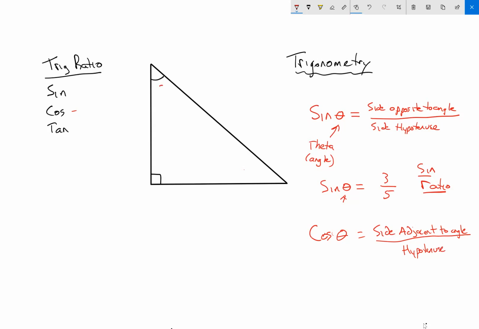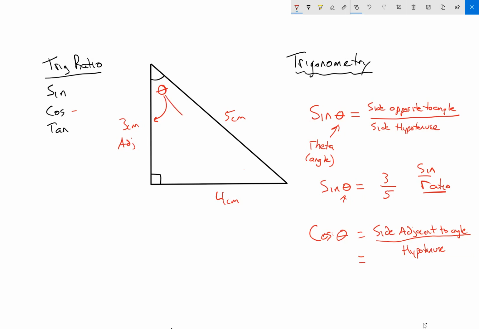So if I'm talking about this angle right here, theta, that's the angle in the triangle that I don't know, but I know this side length, let's say it's 4 centimeters. I know this side length, let's say it's 3 centimeters. And I know this side is 5 centimeters, but I want to find the angle. I can use the cos ratio, the cos of theta. So the cos of that angle is the side adjacent. Now, adjacent is right beside the angle. Okay, so the angle's right here. The adjacent side is right beside the angle.